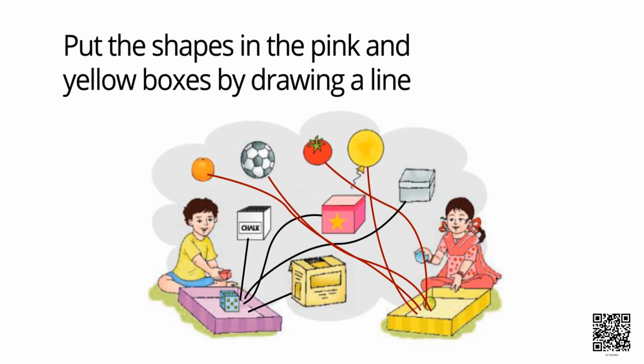So how many things have you put in the pink box? Yes, very good. All these boxes are good. You have done a wonderful job. And how many spherical things are here in your box, in the yellow box? Show me. Oh, good. So, an orange ball, tomato, balloon. Very good. You have a lot of things.